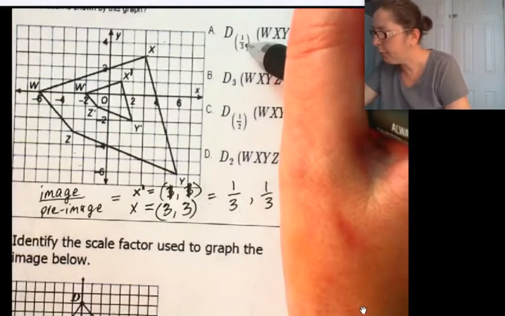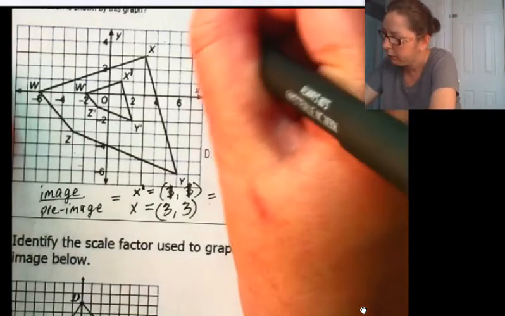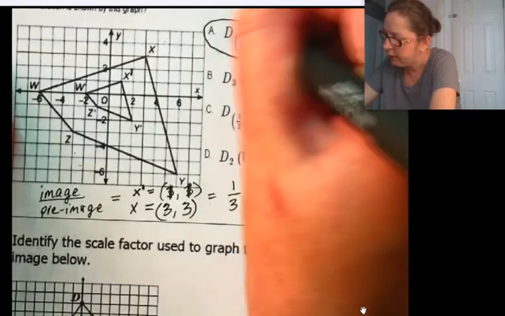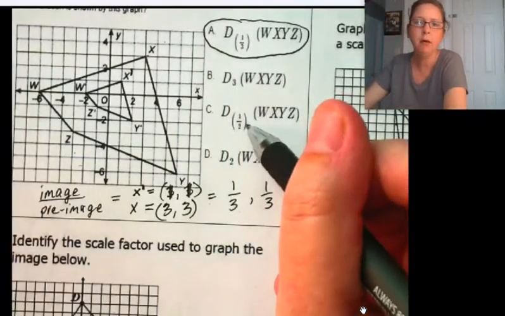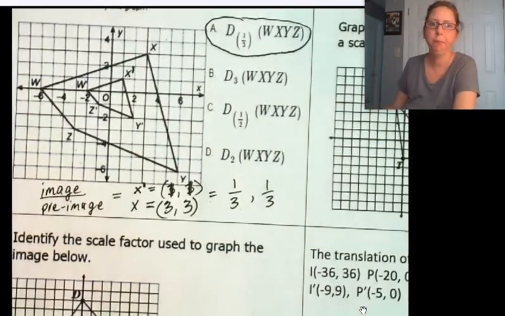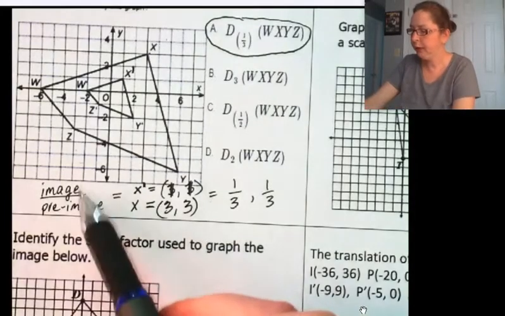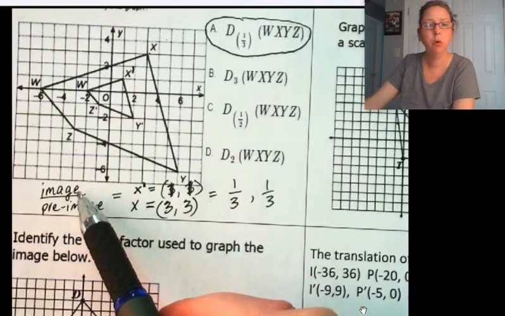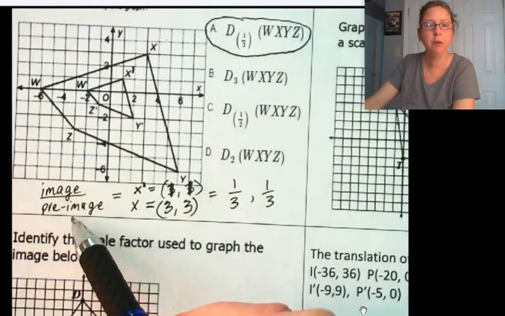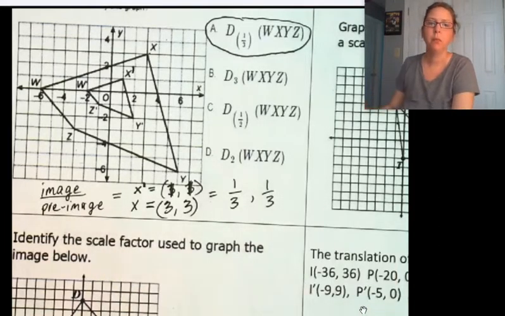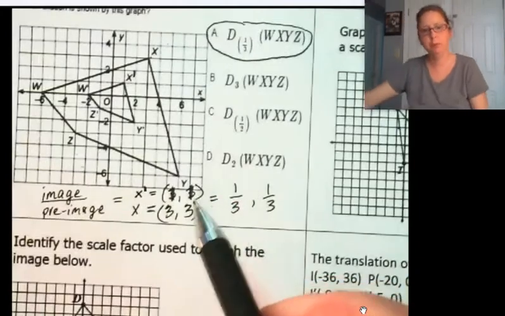That is going to be option A. Option C says 1/2. Okay. So we had to do the image over the pre-image. Remember, the image is what comes first. The pre-image is what comes first.